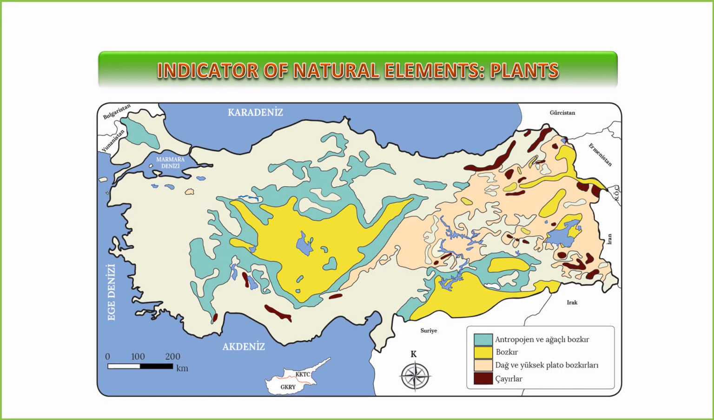Plants can indeed serve as indicators of various environmental factors. 1. Climate and temperature. Different plant species thrive in specific climate zones. The presence of certain plants can indicate the general climate of an area. For instance, cacti are well adapted to arid regions, while ferns are often found in humid climates.